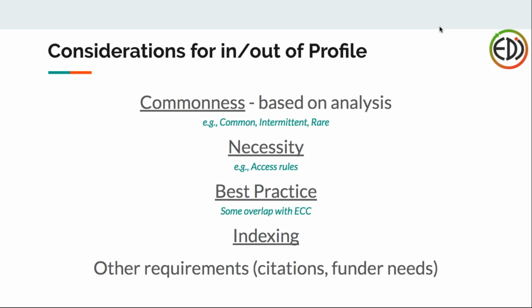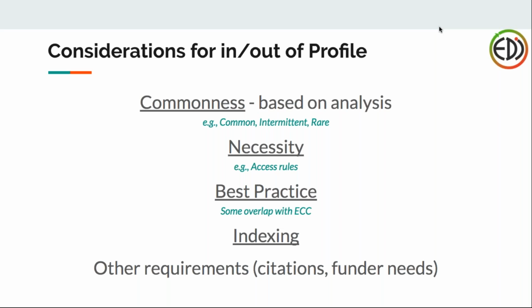So there would have to be some considerations for what is in the profile and what is outside. Those would be some level of commonness, which we would have to base on analysis. Necessity: there's going to be a few things that you just absolutely have to have, like title and access rules. There are best practice guidelines, and you're going to notice that there's some overlap with other things we do with EML as well, like the congruence checker.